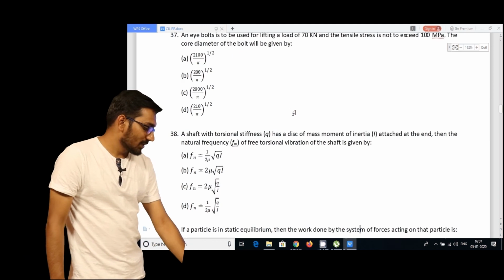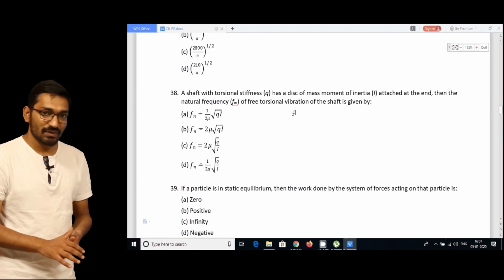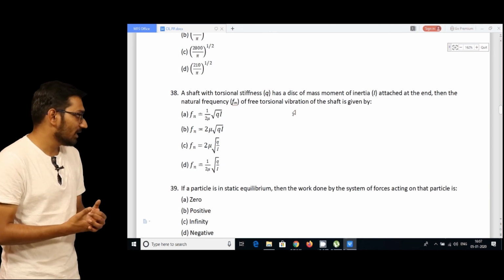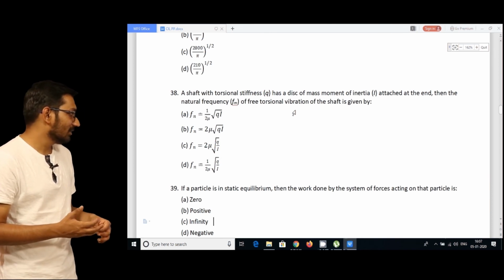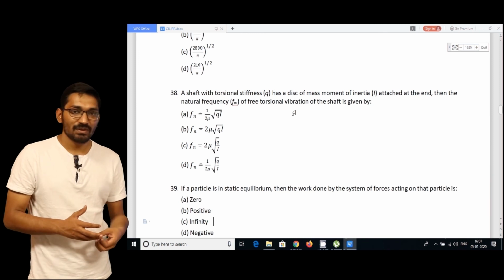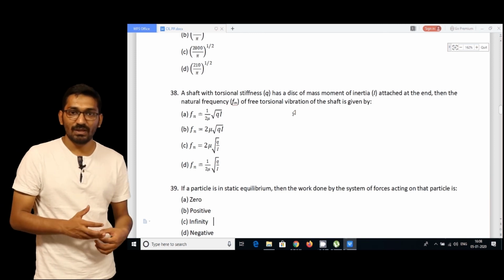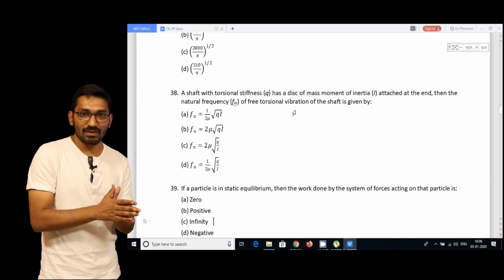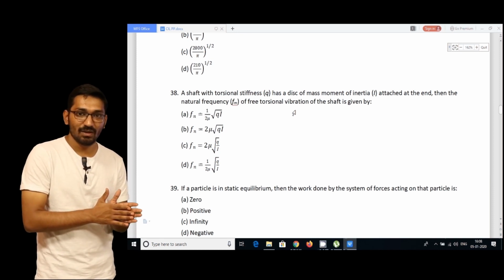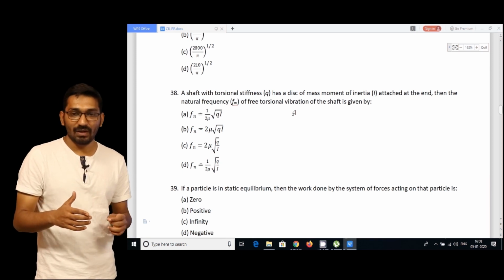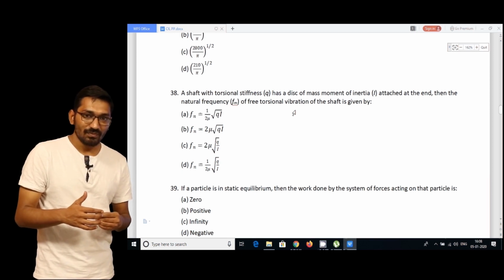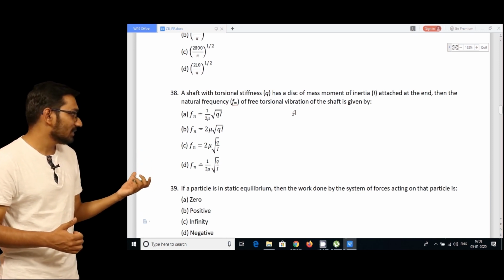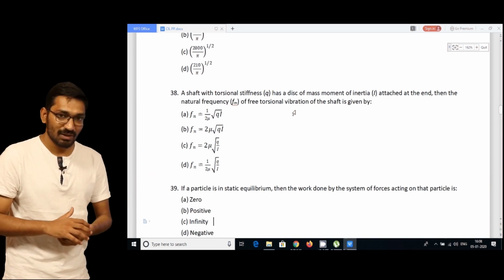Next question is, a shaft with torsional stiffness given, that is Q, has a disk of mass moment of inertia I attached at the end, then what is the natural frequency? Natural frequency will be 1 upon the time period of vibration, where the time period is 2 pi under root K by M, right? You know that. So from there you can easily find the natural frequency of the free torsional vibration.